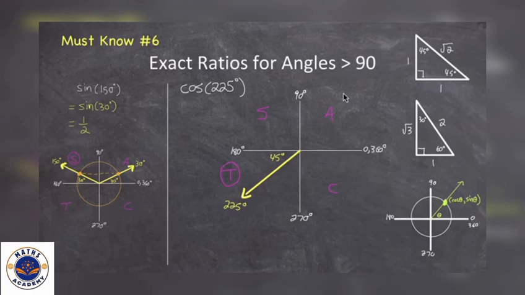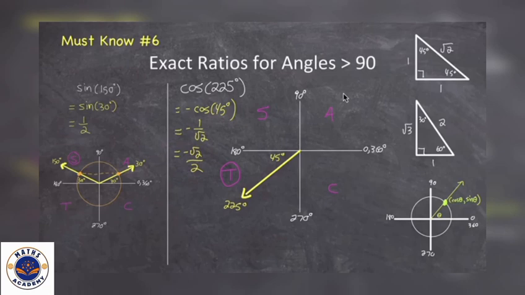So I can change the principal angle of 225 to the reference angle of 45 as long as I make the cosine ratio negative. So I can say this equals the negative cosine of the reference angle 45 degrees. And cosine of 45 from your special triangle, you would notice cosine is adjacent over hypotenuse. So I would have negative 1 over root 2, which if I rationalize that would be negative root 2 over 2. That would be the exact value of cosine of 225.